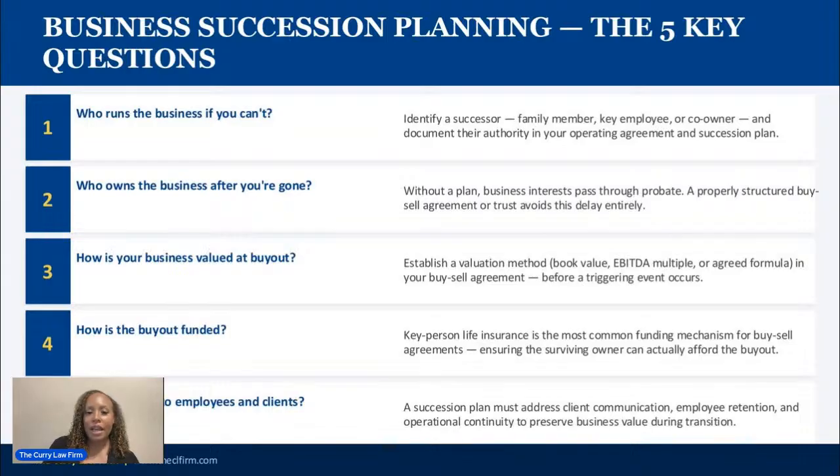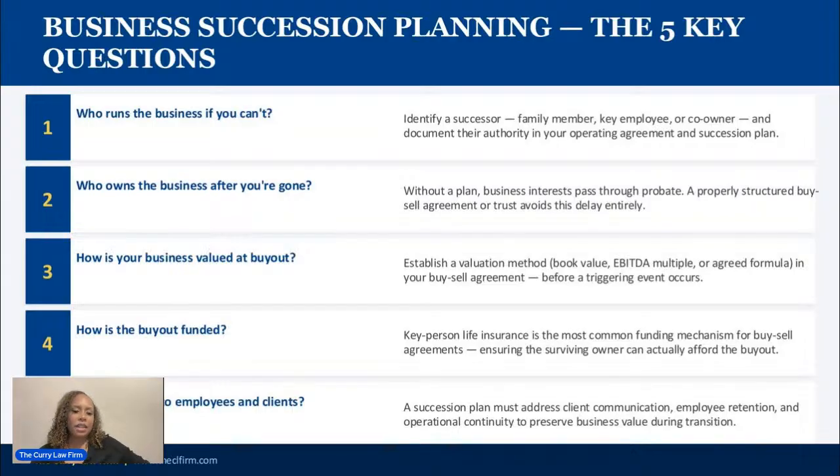Key person life insurance is the most common funding mechanism for buy-sell agreements, ensuring the surviving owner can actually afford the buyout. And so sometimes that is a reality where there are two business partners and they're wanting to separate, but the one who wants to leave the business is asking for a certain buyout rate, and the business just doesn't have that amount in assets at the time, although it has the potential to be able to afford that buyout in the future. It just doesn't have it at that time. And so having something in place like life insurance can make sure that you can actually afford the buyout if you need to.